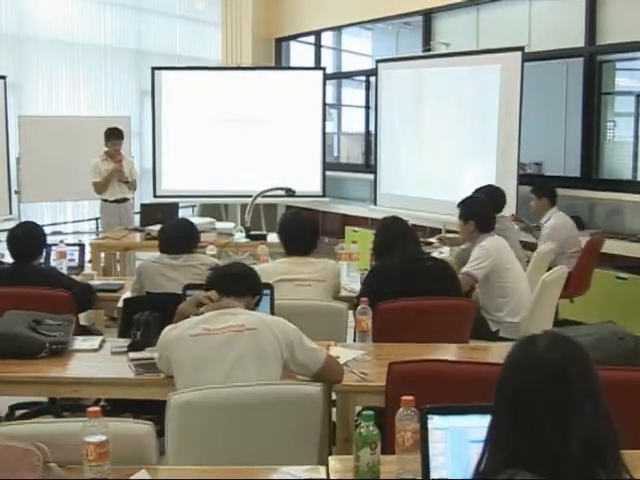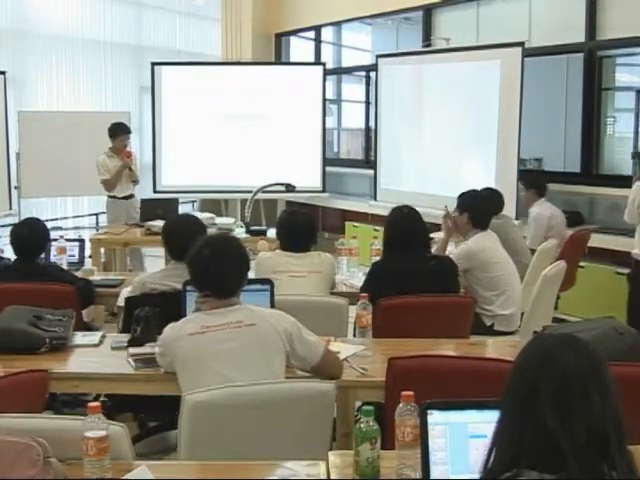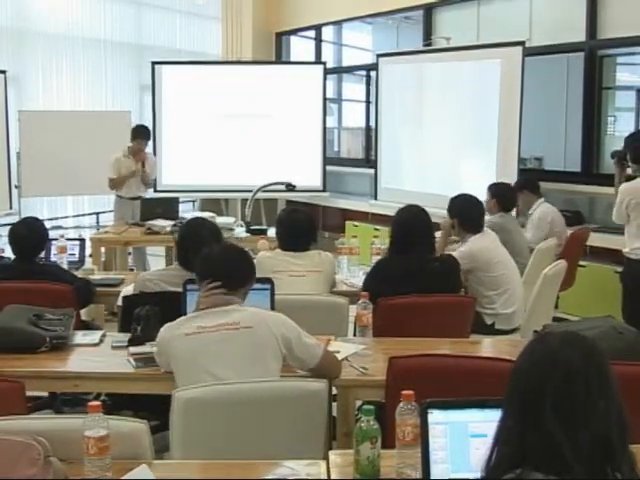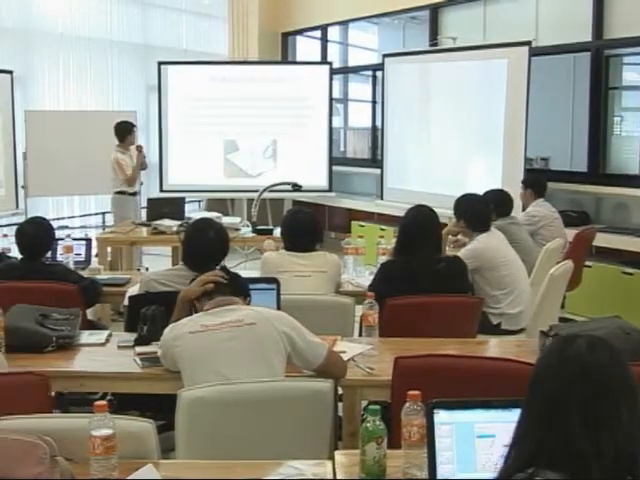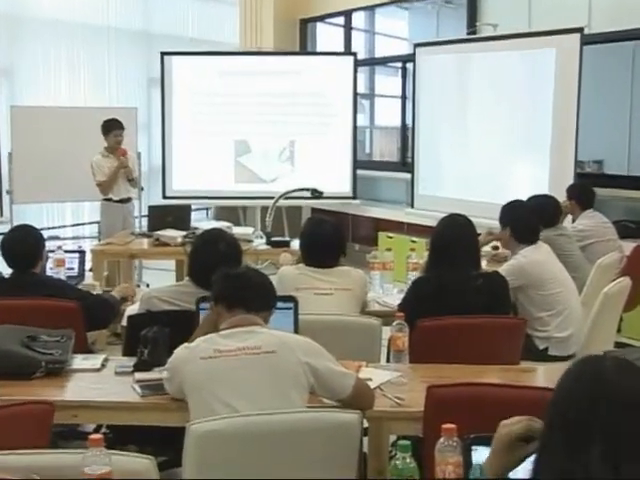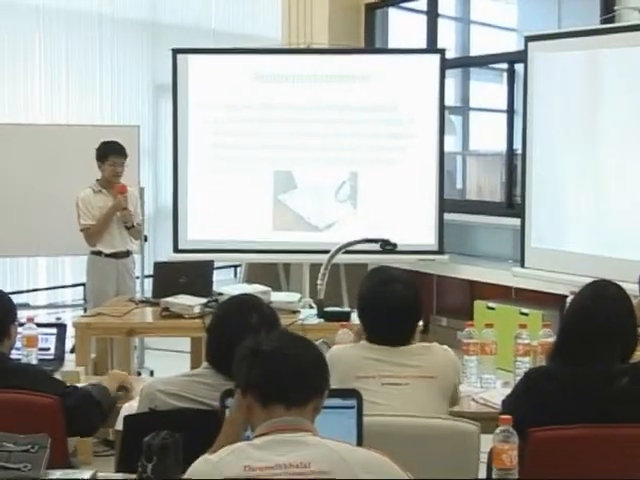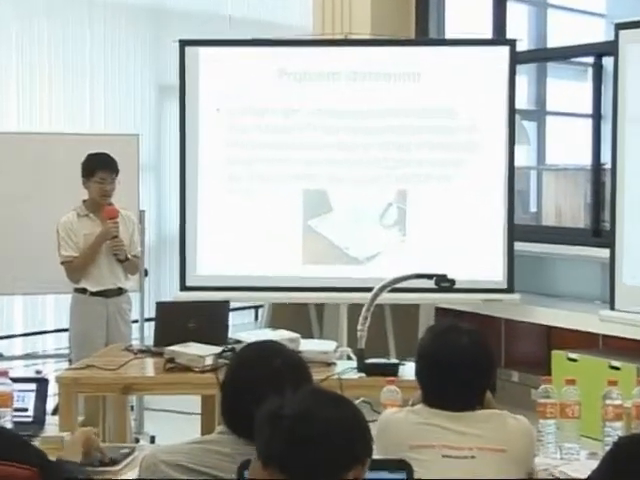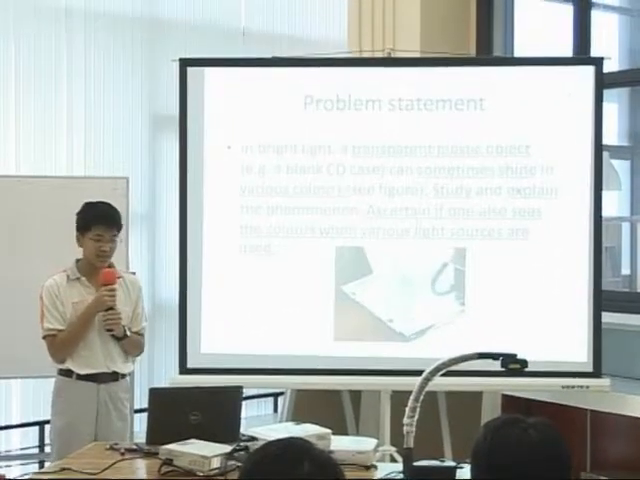Good afternoon, everybody. My name is Pawin Teshayotin. Today, I'm going to present about colored plastic. The problem states that in bright light, a transparent plastic object such as a blank CD case can sometimes shine in various colors. Study and explain the phenomenon, and ascertain if one also sees the colors when various light sources are used.